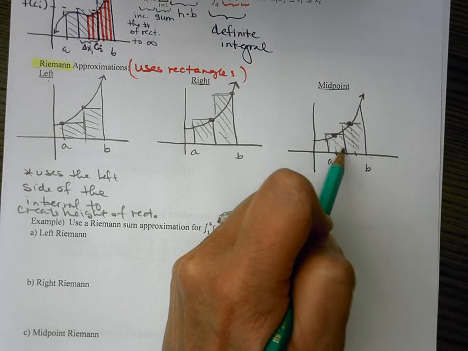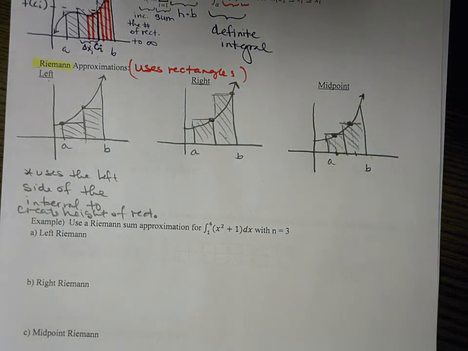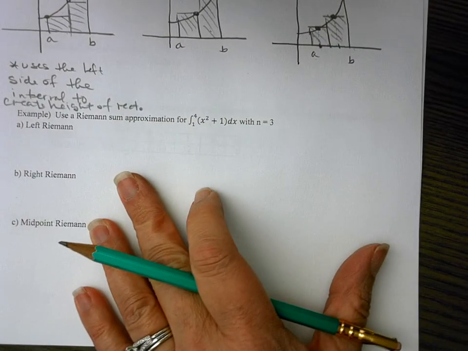And then I will use those 2 areas of those 2 rectangles to approximate the actual area under the curve. Okay, so that is what we've got. All right, so let's go ahead and take a look at our first example here.